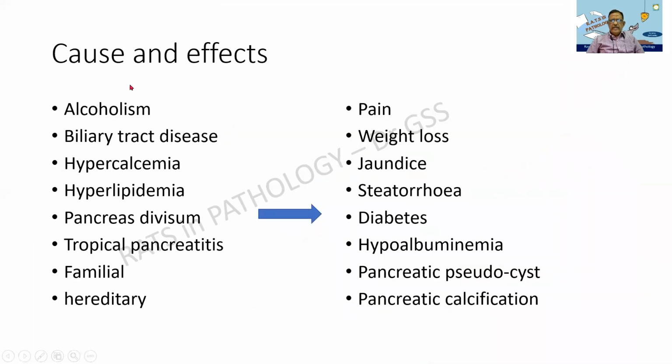What are the causes and effects? These are the normal causes that we had already mentioned. Alcoholism and biliary tract disease, and they are the other things. Pancreas divisum is one condition wherein you have got an alternate duct that is emptying. As a result of which there will not be any sphincter action, there is a loss of control of the pancreatic enzyme release. Tropical, familial, and hereditary.